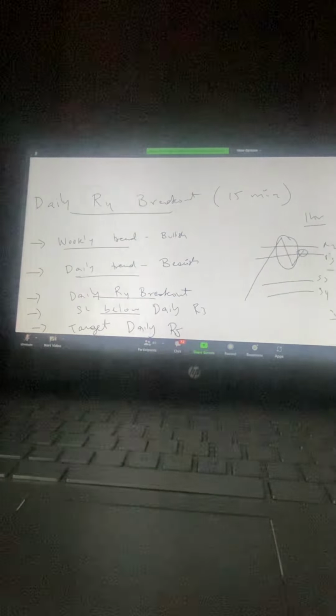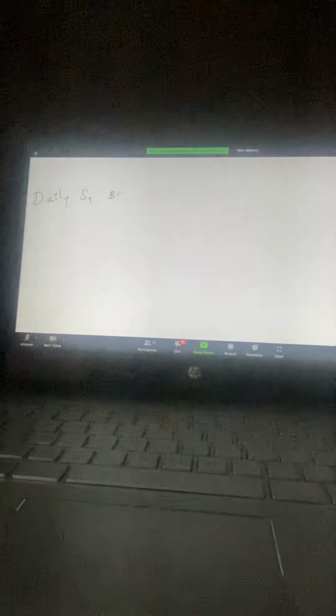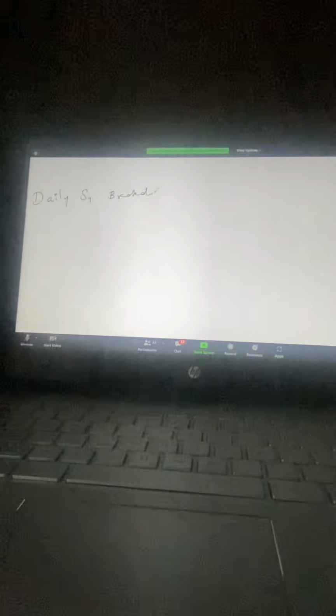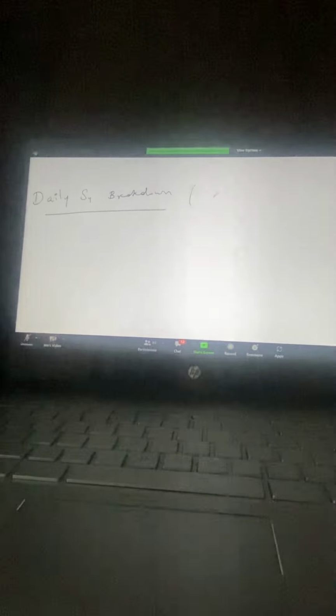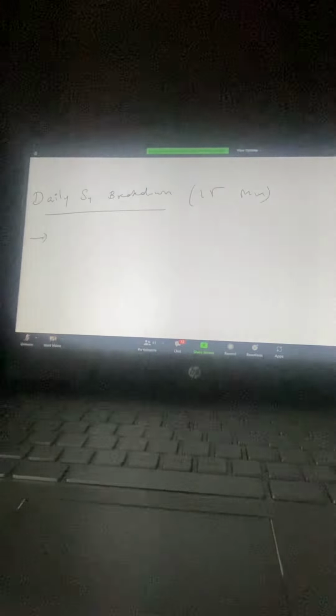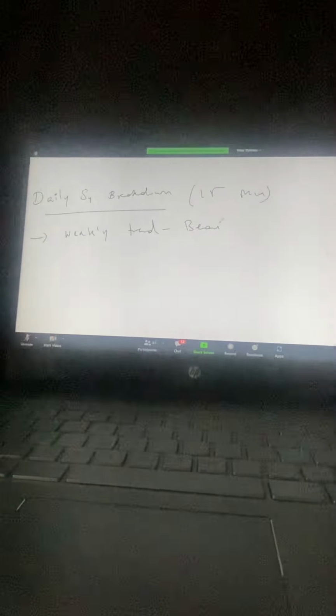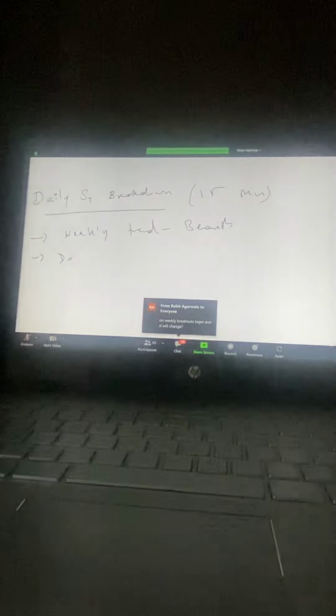Similarly, just opposite would be your daily S4 breakdown. So basically, this strategy is mostly for intraday traders. Same conditions, just opposite. So in this, your weekly trend should be bearish. Daily trend should be bullish.